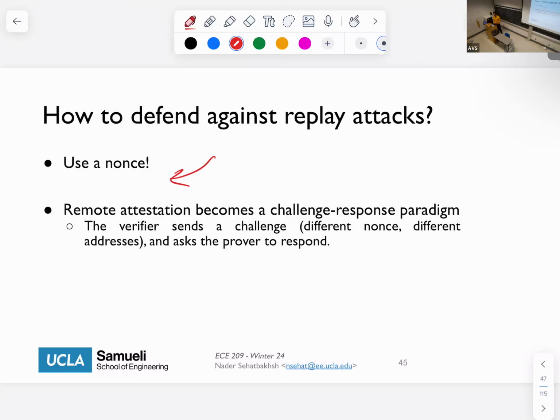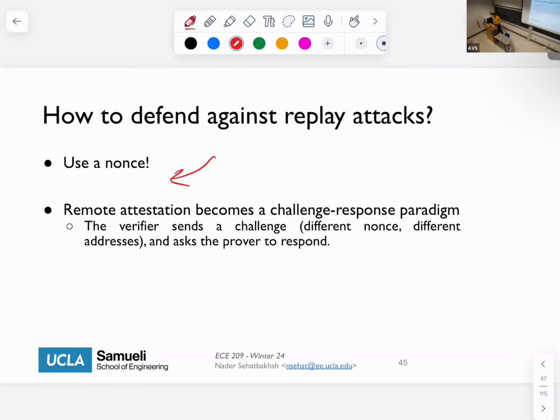Okay. In the past, if it didn't have a nonce, the verifier always had one answer, and they could just always compare the two answers together. But now that we have a nonce, the verifier also needs to go through the attestation process themselves. So they need to compute themselves. But the only difference is that the verifier is trusted, so they always come up with the correct answer. So that's the downside of having a nonce.